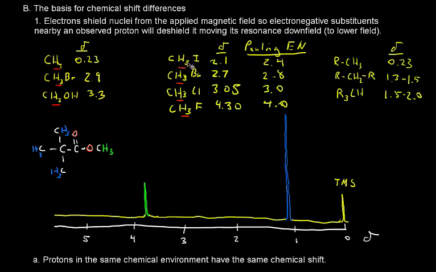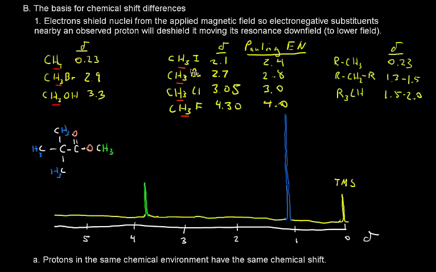So we've got methyl iodide here. The protons on the methyl iodide resonate at 2.1. We go to bromine, which is more electronegative. Now we're out to 2.7. Still farther downfield is chloromethane. The protons on chloromethane are at 3.05. And even farther downfield are the protons on fluoromethane.